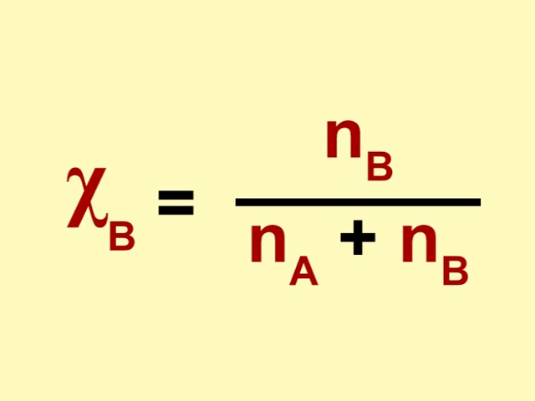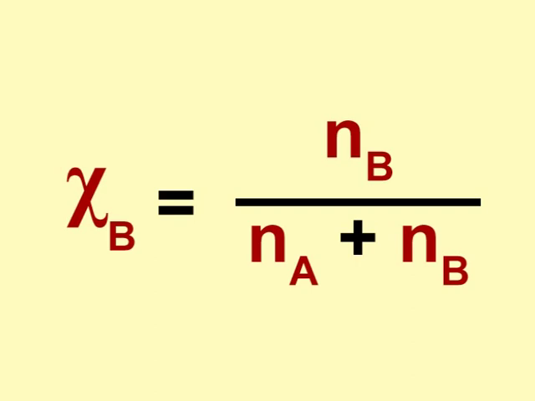Students, can you write formula to calculate the mole fraction of the solvent? As we know, the mole fraction of the solvent, that is chi B, is equal to number of moles of the solvent, that is Nb, divided by number of moles of solute, that is Na, plus number of moles of the solvent, that is Nb. We can write it as chi B equal to Nb divided by Na plus Nb.